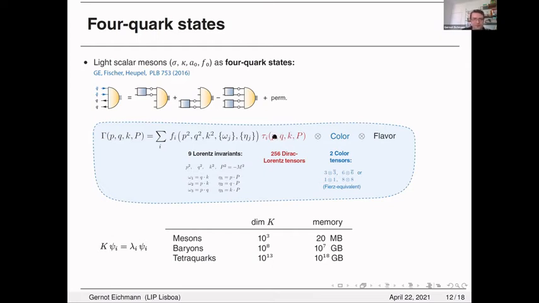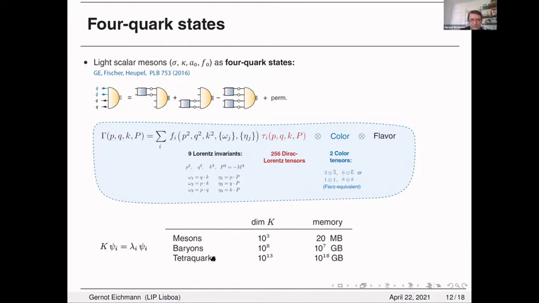Just to give you an idea, when you break this down to an eigenvalue equation, then the dimension of the kernel matrix for mesons is typically of the order 1000, which only needs 20 megabytes for storage. So that's no problem. But already for baryons, it goes to the million to billion range. So you would need 10 to the 7 gigabytes and more, which is no longer possible. So we have to trade memory for CPU time.